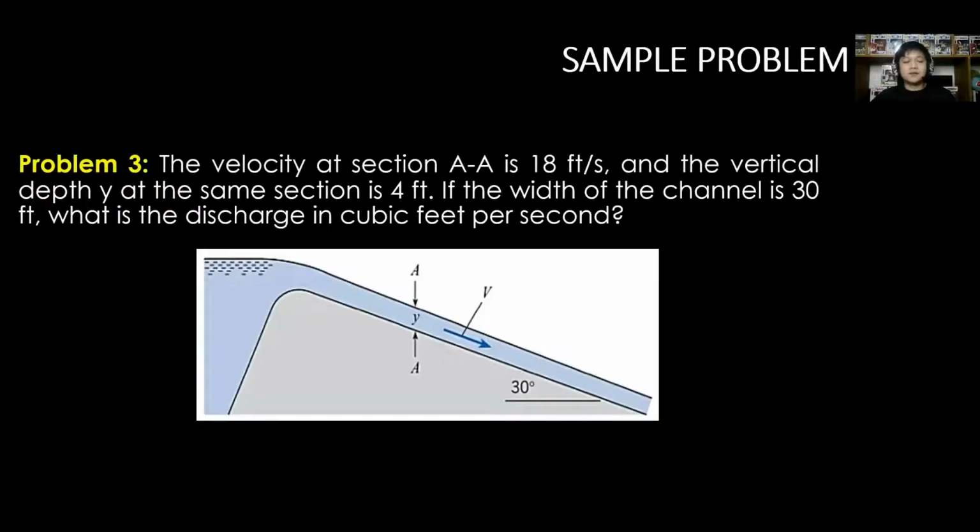Next, for sample problem number 3, the velocity at section A to A is 18 feet per second, and the vertical depth Y at the same section is 4 feet. If the width of the channel is 30 feet, what is the discharge in cubic feet per second or CFS?